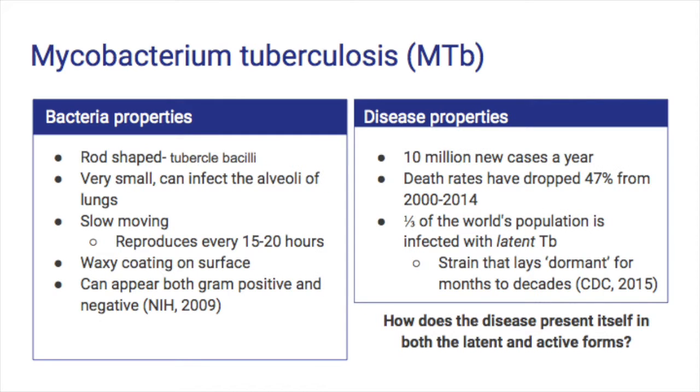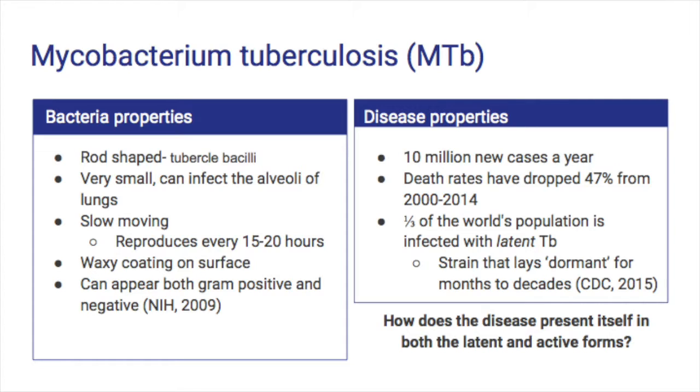So here's a little information about what Mycobacterium tuberculosis actually looks like, shortened as MTB. MTB is a rod-shaped bacteria. It's very small, so it can actually infect the alveoli of the lungs. That's way down deep through the bronchi, through the bronchioles, to the alveoli. That is in pretty much direct contact with the bloodstream. So that's very dangerous as we're looking forward.